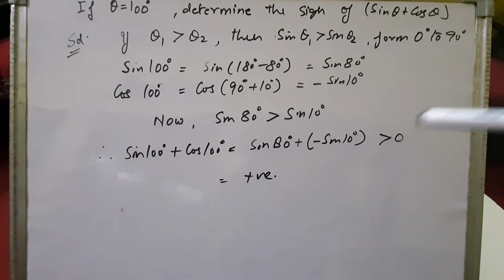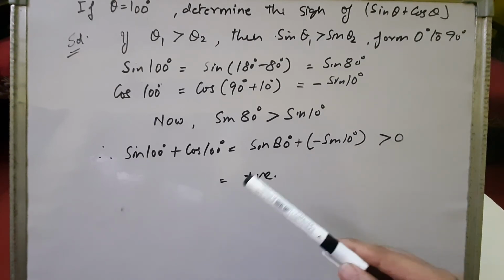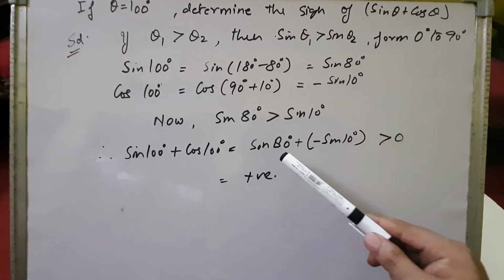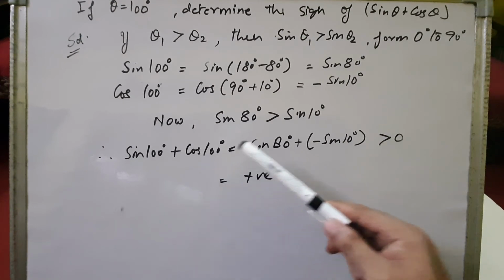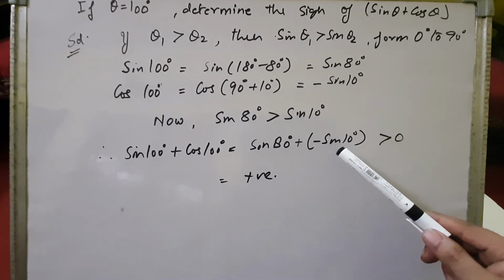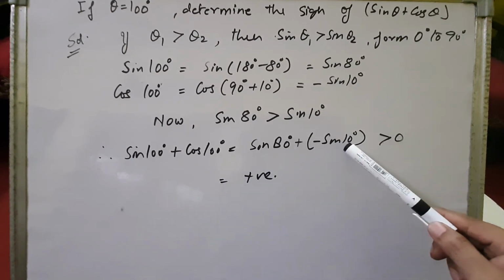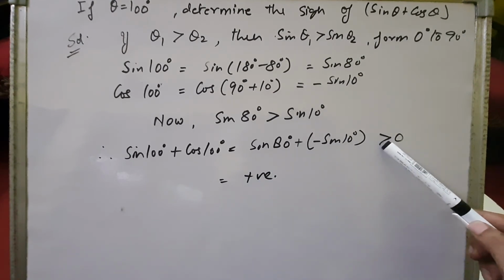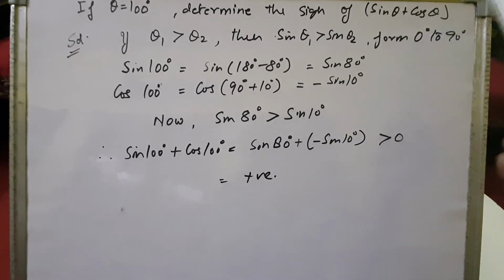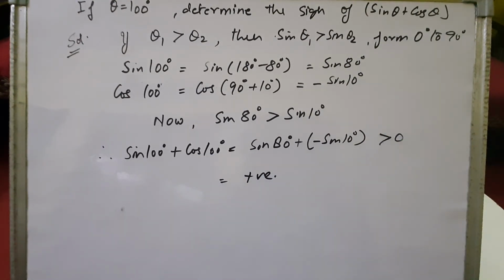Right? So now we have to calculate the value of sine 100 plus cos 100. In place of sine 100, I have written sine 80, plus in place of cos 100, I have written minus sine 10 degree. Right? Now we know that this value is greater, minus this value which is smaller. So when greater minus smaller happens, we always get an answer greater than 0. So the value of sine theta plus cos theta will be positive. That means sine 100 plus cos 100 will always be positive. Right, children? Note down plus.